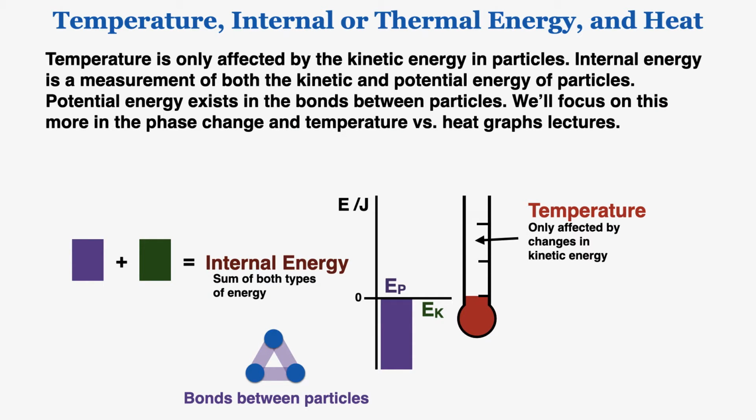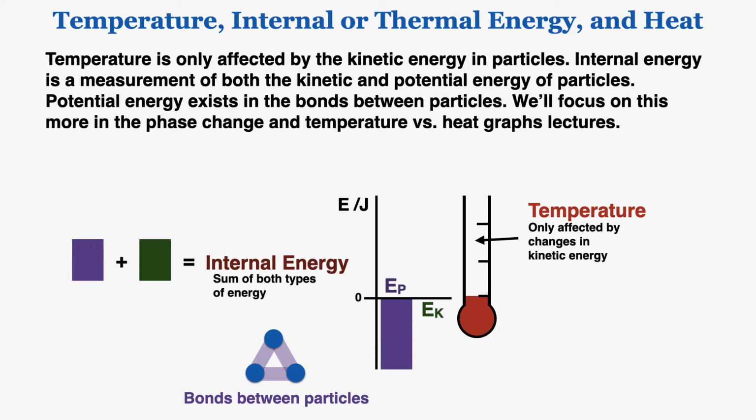This last note that I'm going to make is a little complicated. We're going to talk about it a lot more in future videos. Temperature is only affected by the kinetic energy in particles, but internal energy is a measurement of both the kinetic and potential energy of particles. Potential energy exists in the bonds between the particles holding them together. We'll focus on this more in the phase change and temperature versus heat graphs lectures later in this series.